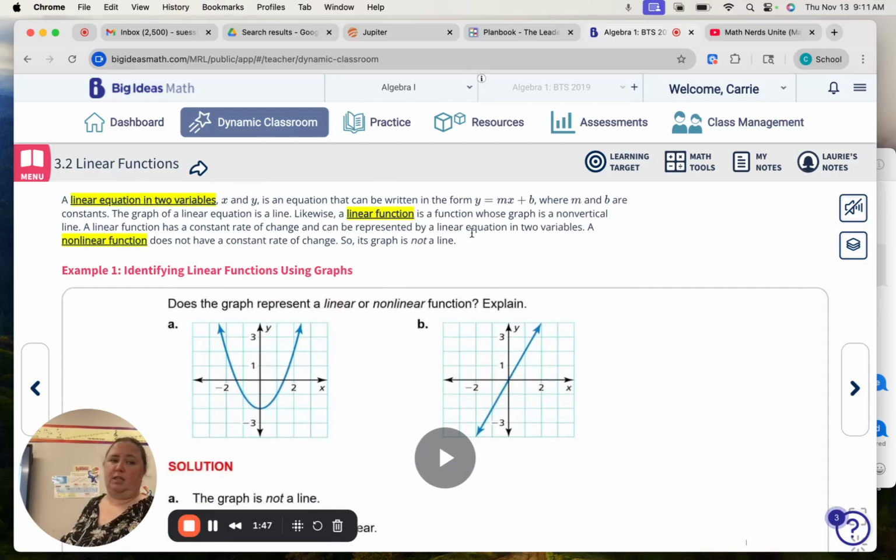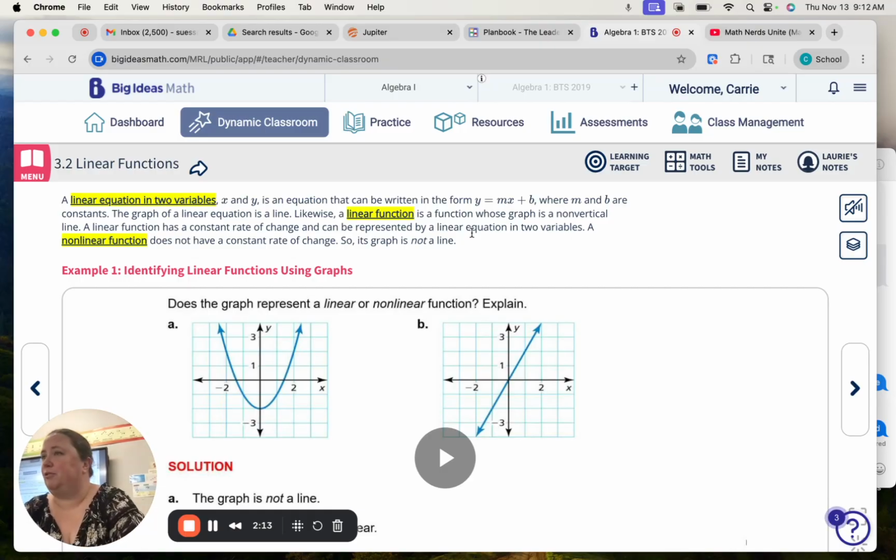So a linear equation in two variables. What are our two variables? X and Y. Is an equation that can be written in any form into the slope-intercept form, which we did all week. Yep, say that louder. y equals mx plus. Girls, you want to join in? All right, just making sure you all know.